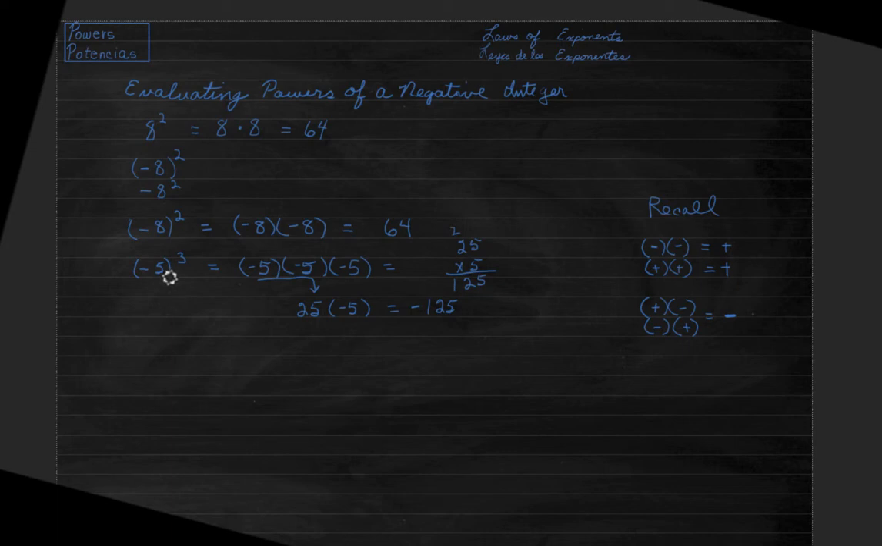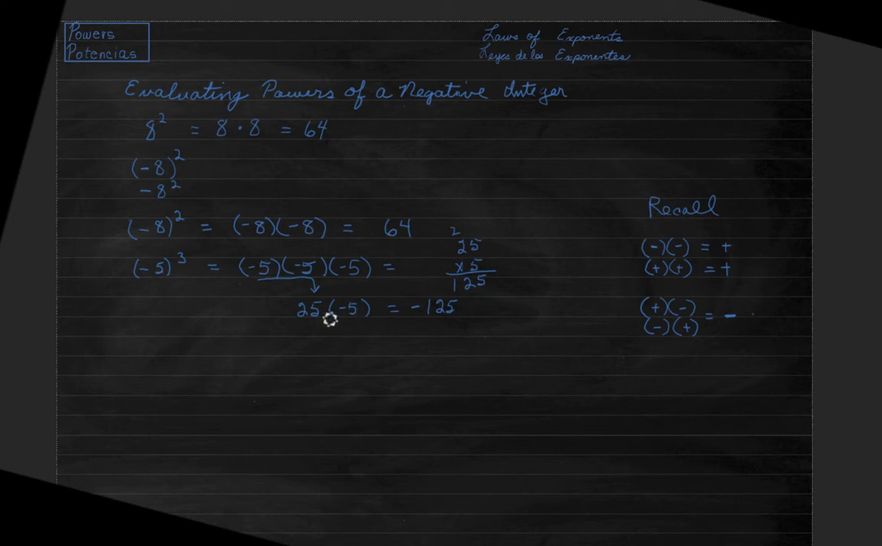Ahora vamos a ver lo que pasa cuando tengo un 5 negativo subido a una potencia de 3. Aquí se repite el 5 negativo 3 veces. So, voy a multiplicar el primer par de 5 negativos y me da un 25 positivo. Pero si lo multiplico con el tercer 5 negativo, entonces ahora tengo un positivo con un negativo. Y tengo que dar esta regla. Esta regla me dice que voy a sacar un negativo.